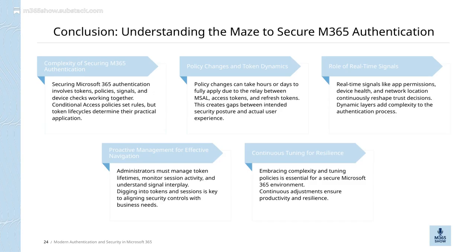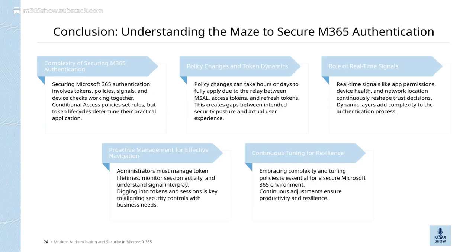Administrators, in particular, need to actively manage token lifetimes, monitor session activity, and understand how various signals interact. Digging into tokens and sessions helps us align our security controls with the actual business needs, making sure we're not just securing, but also enabling users. Real-time signals like app permissions, device health, and network location play a pivotal role. They're always shaping trust decisions on the fly. This dynamic layer adds complexity, but is crucial for adaptive security.